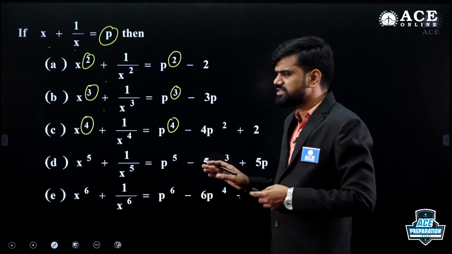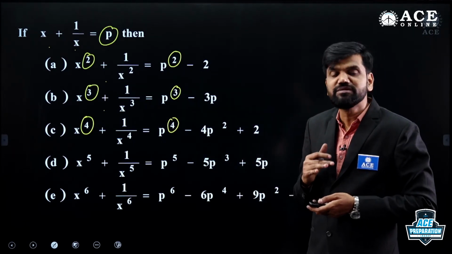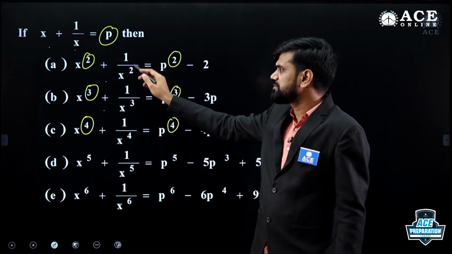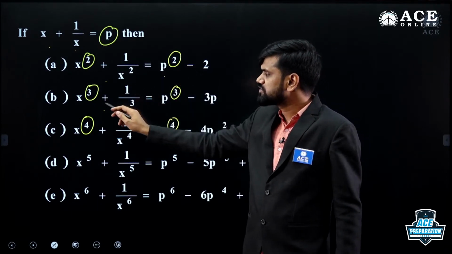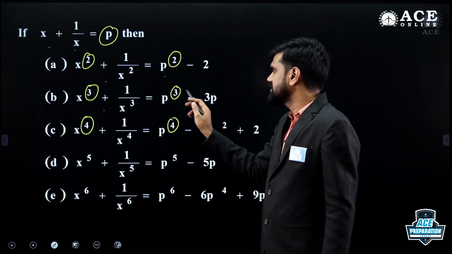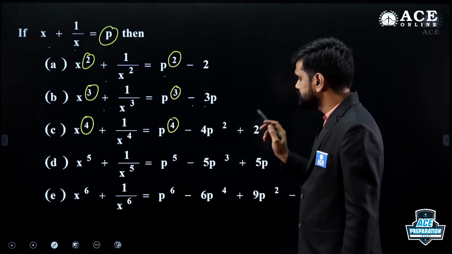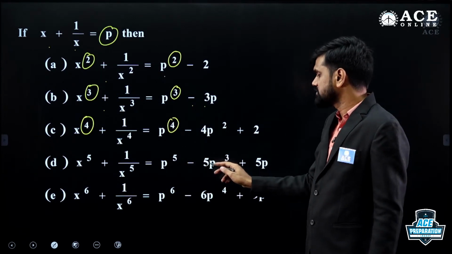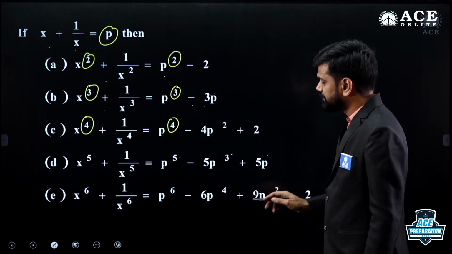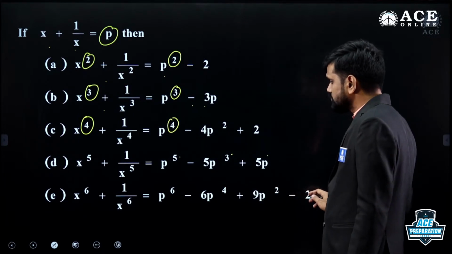I repeat, I'll take you to this list whenever the problems are coming, but ensure that you are memorizing it. Memorizing the formula is a must. I repeat, if x plus 1 by x is given as p, x square plus 1 by x square will be p square minus 2. x cube plus 1 by x cube will be p cube minus 3p, because power will decrease by 2 here. Here p power 4 minus 4p square plus 2. Next here it will be p power 5 minus 5p cube plus 5p. Here the power is decreasing by 2 every time. It is p power 1 here. So here it is p power 6 minus 6p power 4 plus 9p square minus 2.